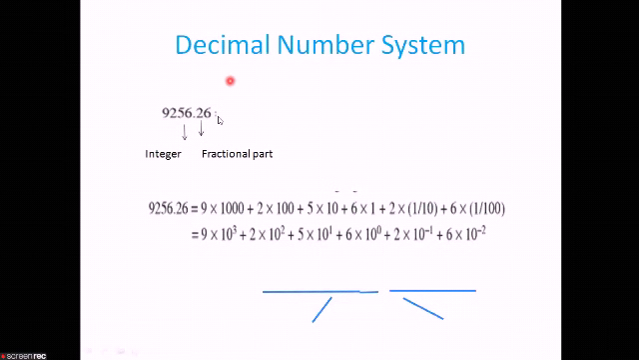After the point, on the right-hand side, it is 2 into 10 to the power of minus 1 and 6 into 10 to the power of minus 2. This is the fractional part. I hope this is clear to all of you.